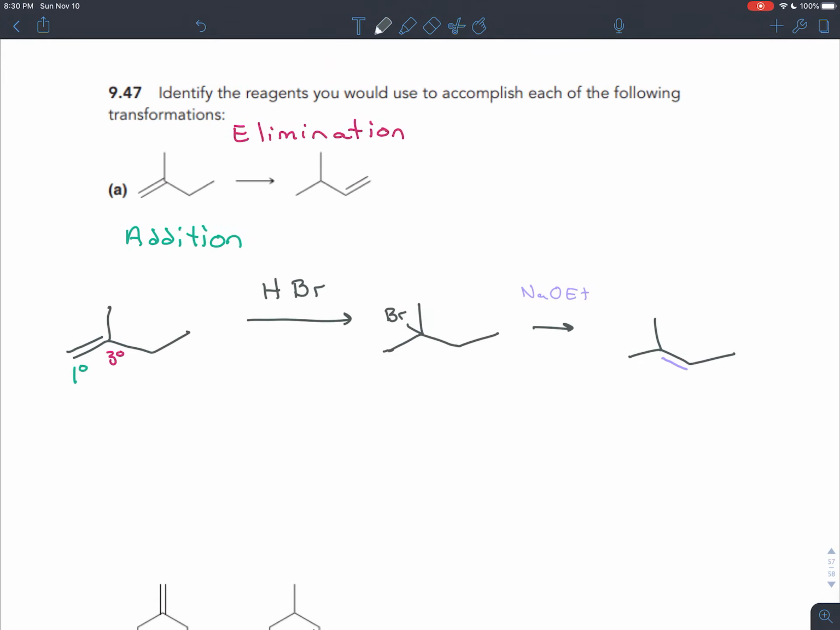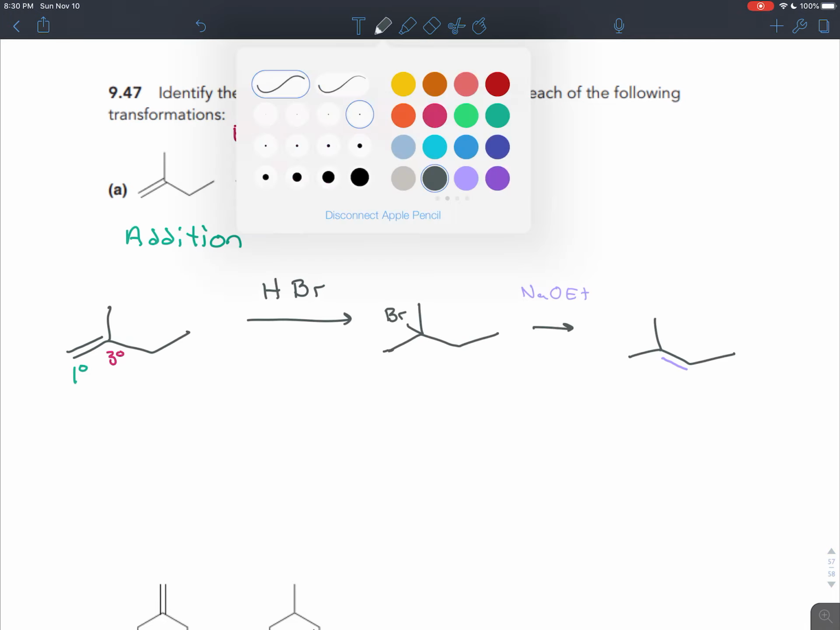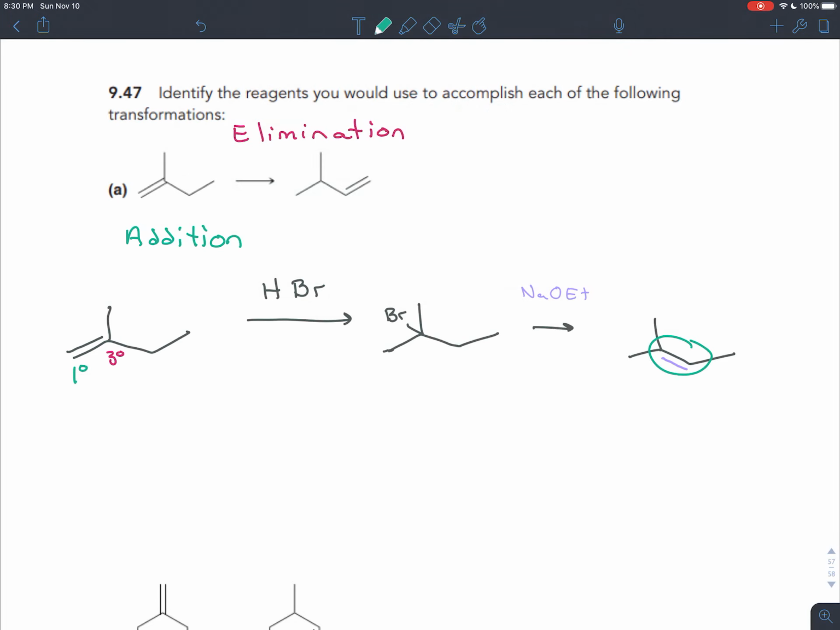Well, our double bond is still not in the right place. We need to move this. So if you compare this pi bond with what we have in the final product, you'll notice that that pi bond isn't there anymore. So you have to get rid of it. And how do you get rid of a pi bond? You do an addition reaction.